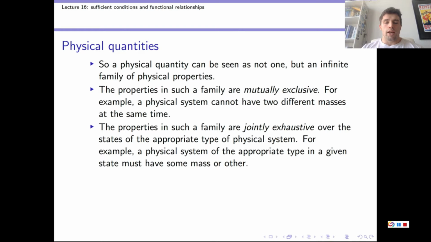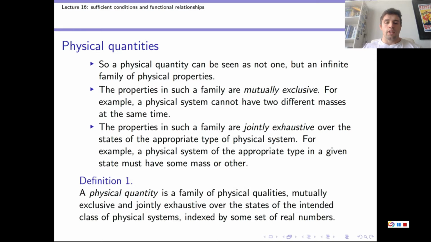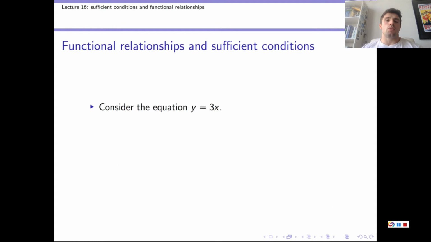Something of the wrong kind would be something like the colour red, which it doesn't make sense really to talk about the mass of. We therefore make the following definition. A physical quantity is a family of physical qualities, mutually exclusive and jointly exhaustive over the states of the intended class of physical systems, indexed by some set of real numbers. And using this definition, we can formulate physical laws in terms of mathematical equations.